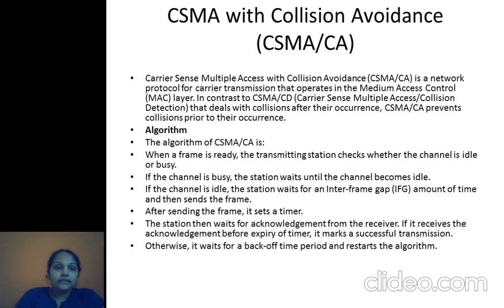Next, after that the station sets the timer before sending the frames. The effectiveness of the timer is that when the station waits for the acknowledgement from the receiver side, it understands with the timer that data is properly sent to the receiver side. The acknowledgement is given by the receiver to let the sender understand that it received all the frames properly.